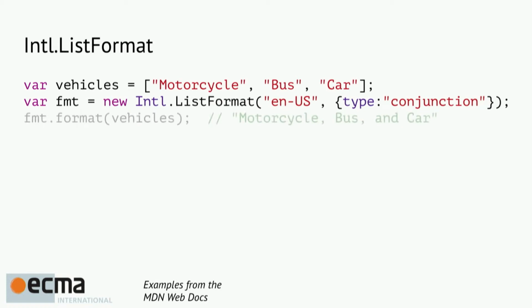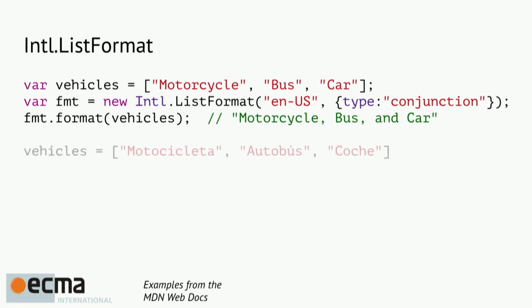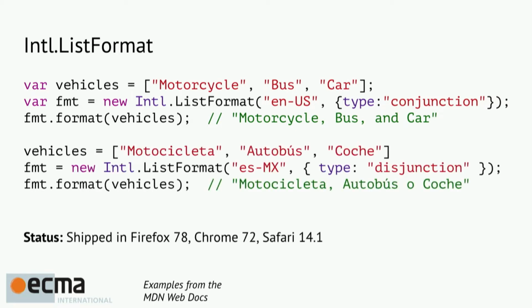And with list format, you can go through and say, I'm going to take this list of things and provide it as a conjunction in English. So motorcycle, bus, and car. Or if you want to do a disjunction in Spanish, so it's an or, it's like motocicleta, autobús, o coche.